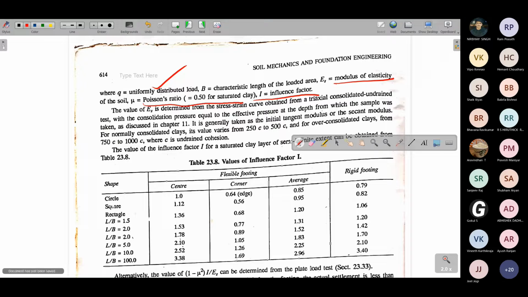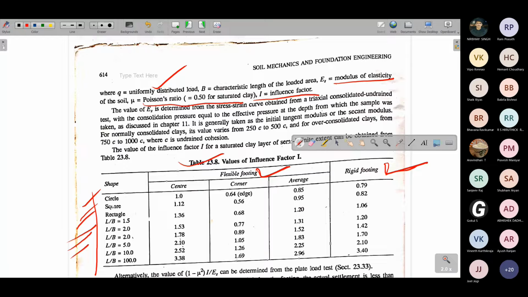This influence factor value is also given here for different shapes and other things. The circle, square, rectangle, or in the rectangle, if the L by B is 1.5, 2, and so on. This is for flexible footing, and this is for the rigid footing. You know the difference between flexible and rigid, right?